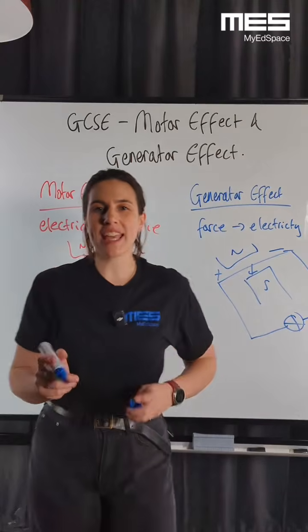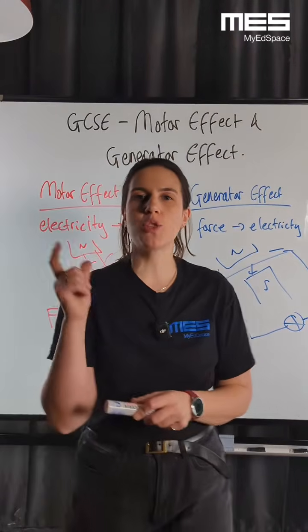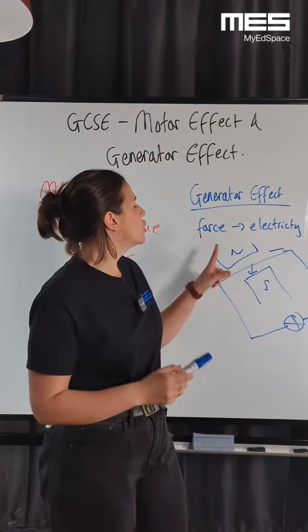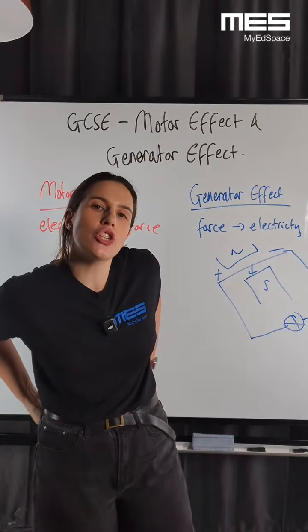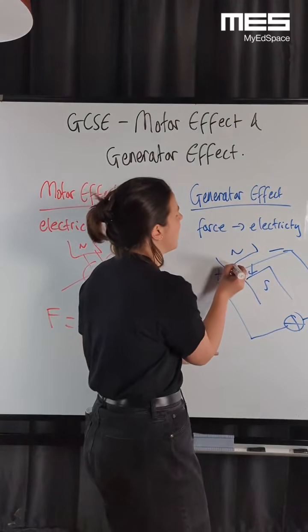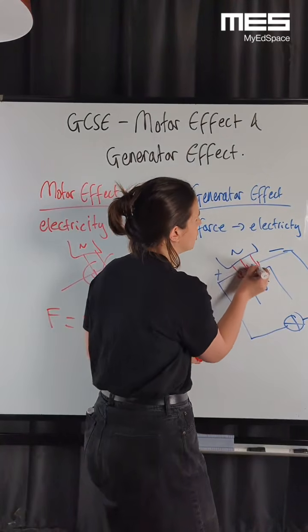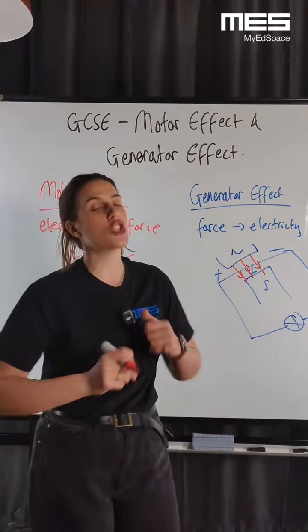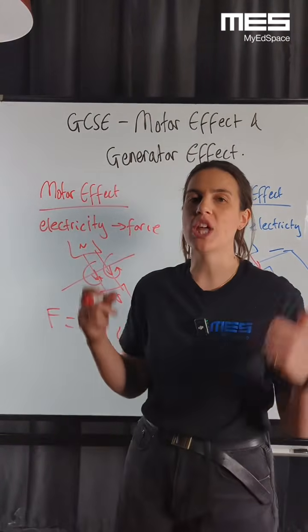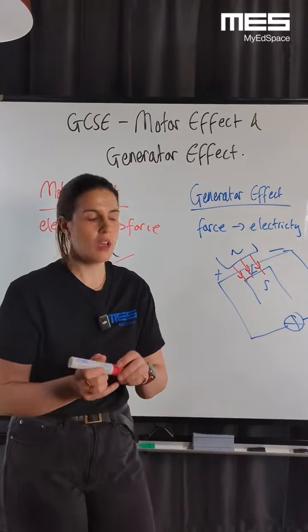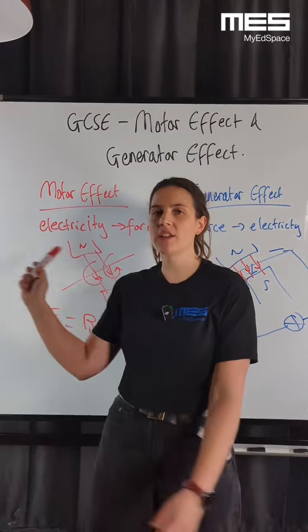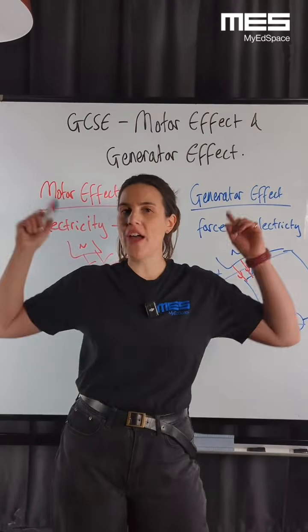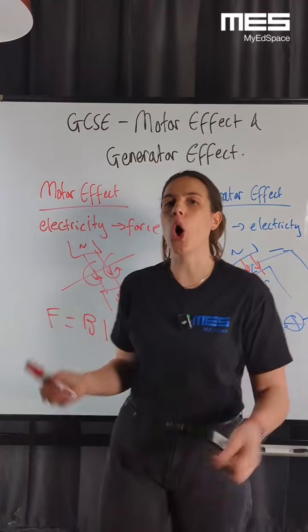Now, the trick here is the phrase the examiners want to hear in your GCSE is that the wire cuts through the magnetic field lines, okay? Because this wire has got to be moving to induce a potential difference. And there you go. Motor effect, generator effect. Very similar, they are just the opposite of each other.